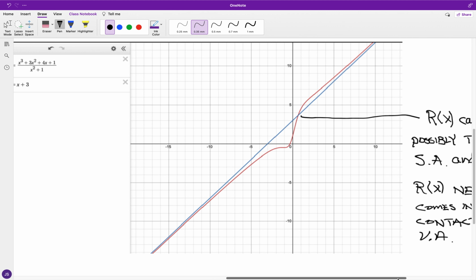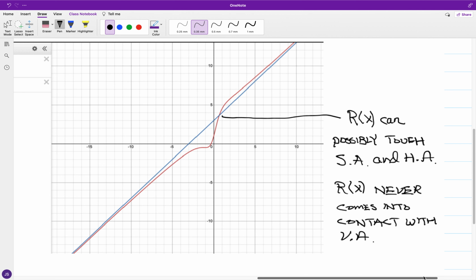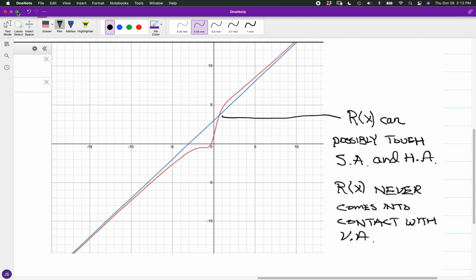And just a reminder, with slant and horizontal asymptotes, you can have the graph of the rational function touch or even intersect them, but in the case of vertical asymptotes, the graph of a rational function never touches a vertical asymptote. Again, with extenuating circumstances, you can have contact between a rational function and a horizontal or slant asymptote, but for vertical asymptotes, those are off limits.